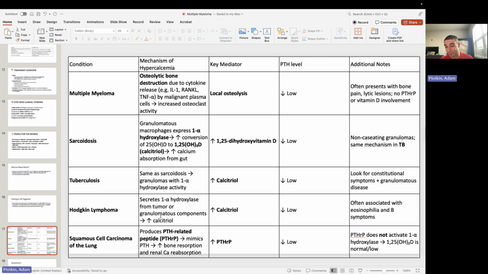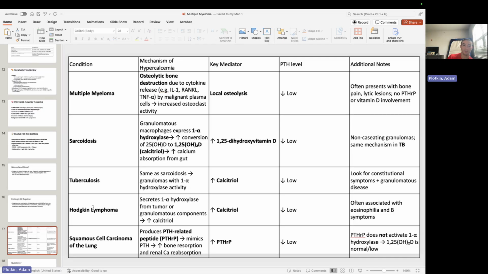Hodgkin's lymphoma, hey, guess what? Same idea, right? So we secrete 1-alpha hydroxylase from the tumor or the granulomatous components. We increase calcitriol, the activated vitamin D, we increase the gut reabsorption, all right? So really sarcoid, TB, and Hodgkin's lymphoma, very similar. I will tell you things like Crohn's, borreliosis, histoplasmosis, and GPA all have a very similar mechanism too that involve granulomatous formation and then increase 1-alpha hydroxylase. So all things to consider.